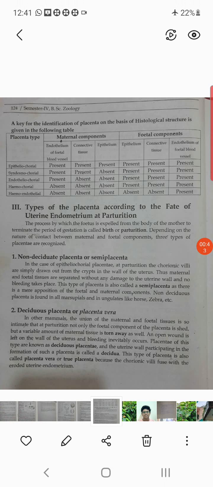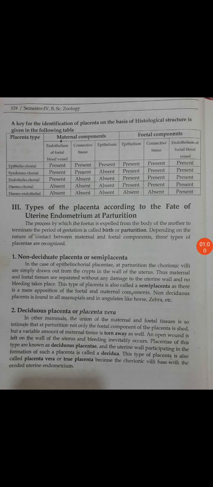So, as per that, the placentas are classified. The process by which the fetus is expelled from the body of the mother to terminate the period of gestation is called birth or parturition. Depending on the nature of contact between the maternal and fetal components, three types of placentas are recognized. Number one, non-deciduate placenta or semi-placenta.